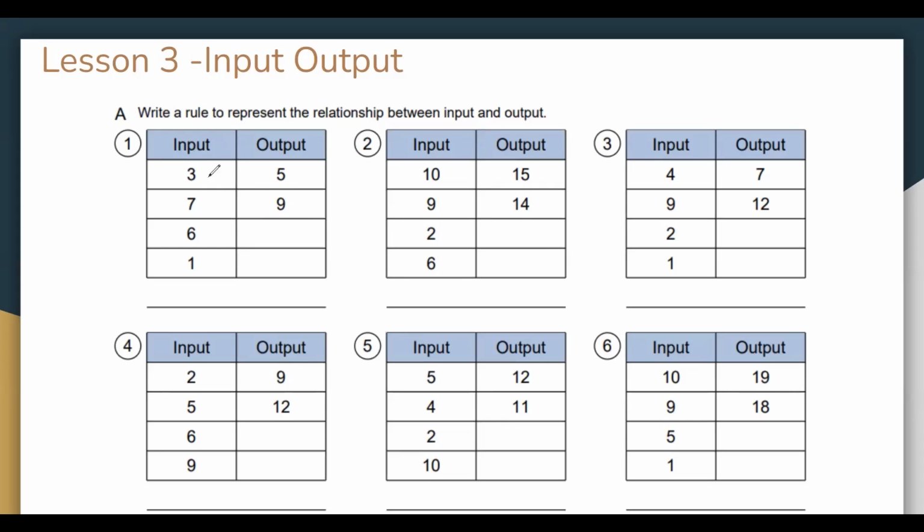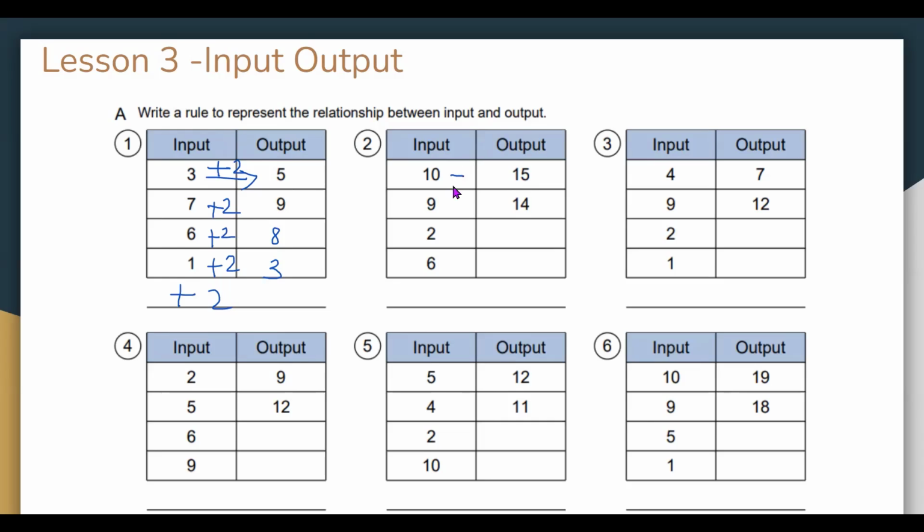So here we have a 3. Now 3 plus 2 we know is a 5. 7 plus 2 is a 9. So this is your rule over here. The rule is plus 2. So 6 plus 2 is 8 and 1 plus 2 is 3. We have to follow the rule. Let me show you one more.